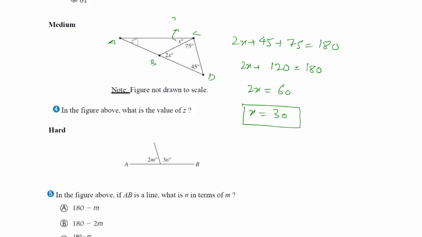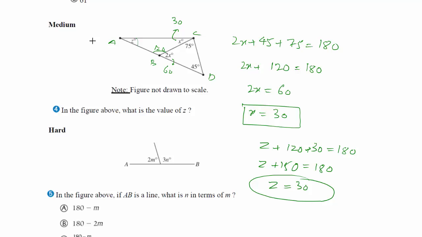Now we got the unknown here. This x is 30 and this 2x will be 60. So if this 2x is 60, then linear pair says that the sum of the angles has to be 180. So if this is 60, then this has to be 120. And with 120 and 30, we got the other two angles. So we can say z plus 120 plus 30 equals 180. So z plus 150 equals 180, or z equals 180 minus 150, that is 30. So the answer to this, whatever the options are, you will plug in as 30.